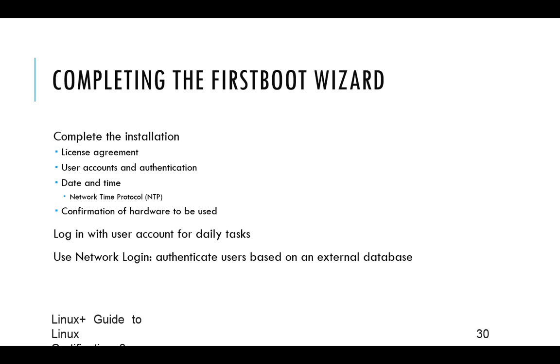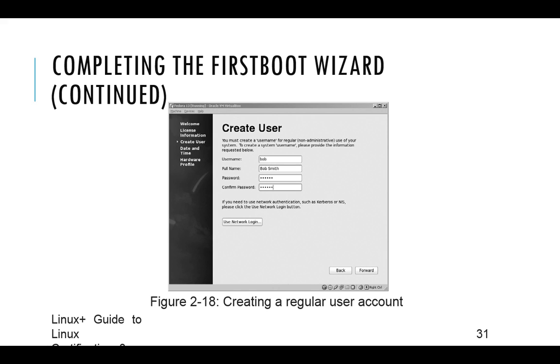To complete the installation, you're going to click on your license agreement, user accounts, or set up any extra user accounts. You're going to see your date and time, and you're going to match it to your NTP, or network time protocol. And they have the different locations. NTP is also set up to the atomic clock. And then the confirmation of the hardware that you're going to use, whether it be SDA or HDA, HDB, things of that nature. And then log in with your user account for daily tasks, and then you can have a network login too if you're part of a domain, just like Windows.